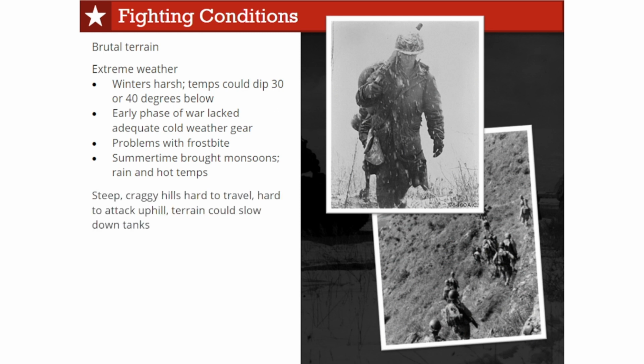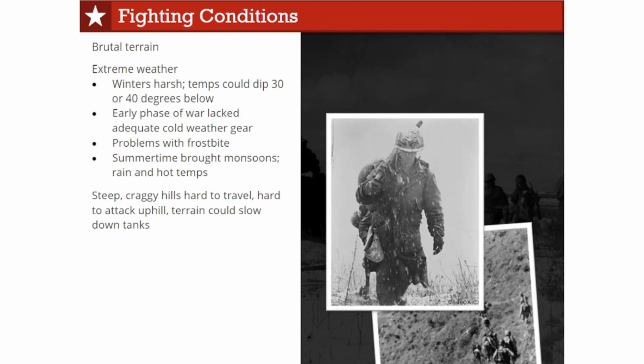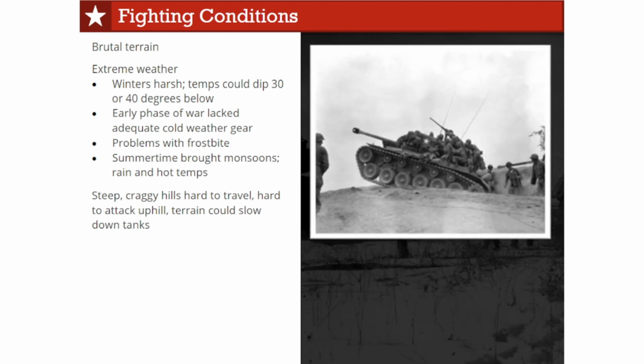Infantrymen traveled up and down Korea's steep, craggy hills, carrying weapons, ammunition, and packs that could weigh more than 80 pounds. Soldiers were often forced to attack uphill with grenades and artillery raining down from the enemy entrenched above them. Said one soldier, "Braving enemy fire was one thing, but having to crawl up the steep slopes with bullets buzzing and striking all around us was just madness." The hilly terrain could also slow down tank travel.